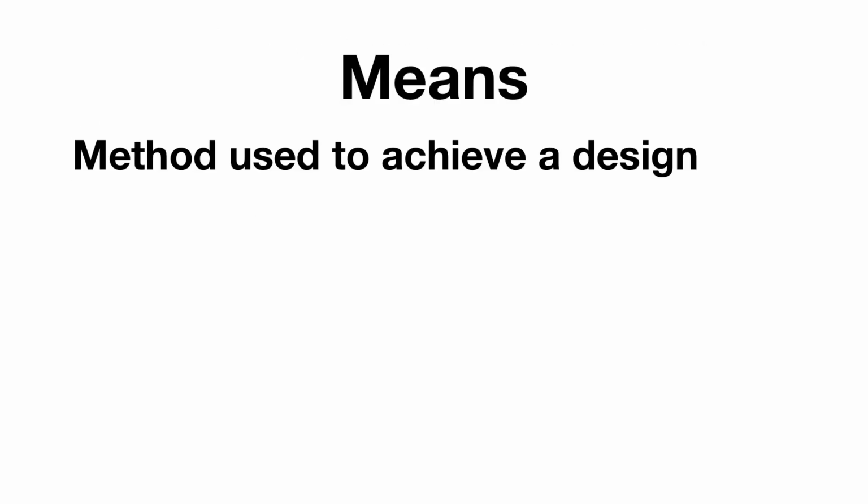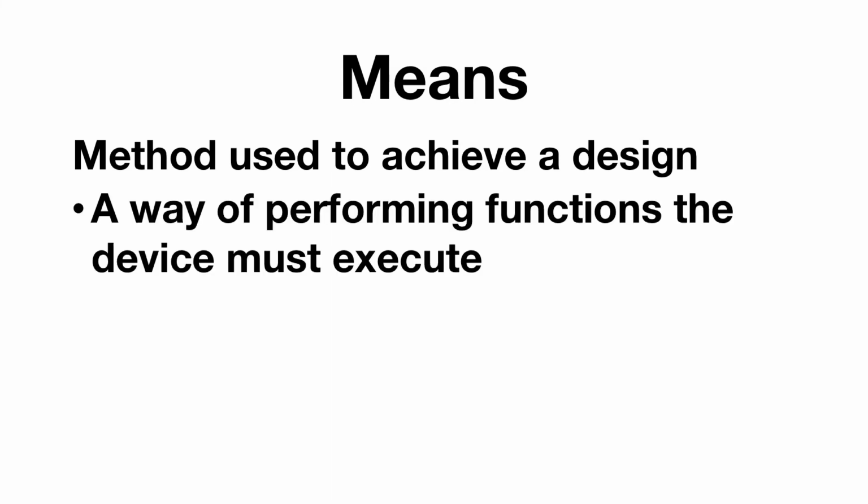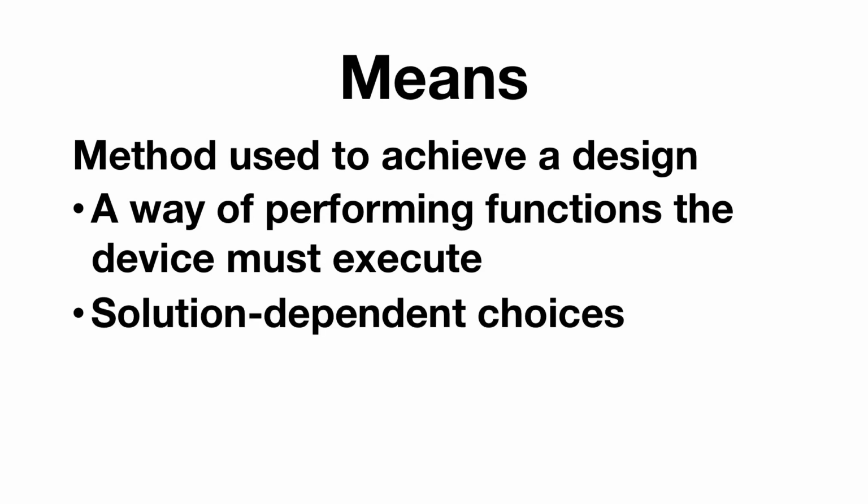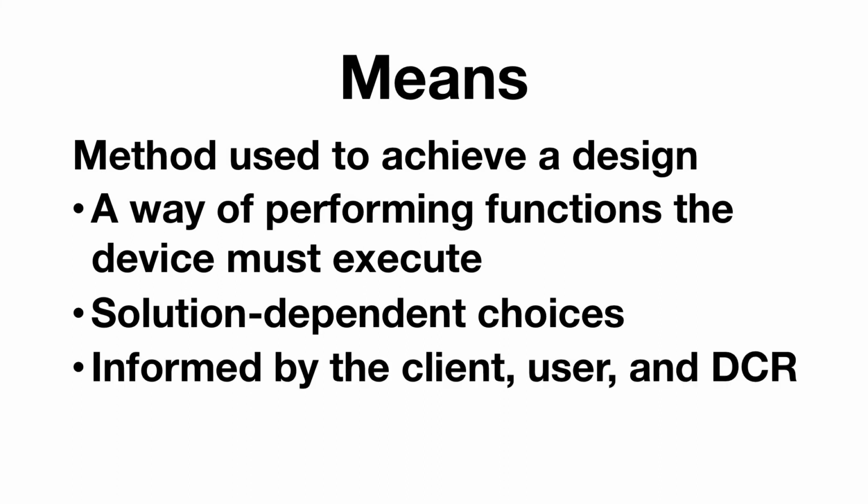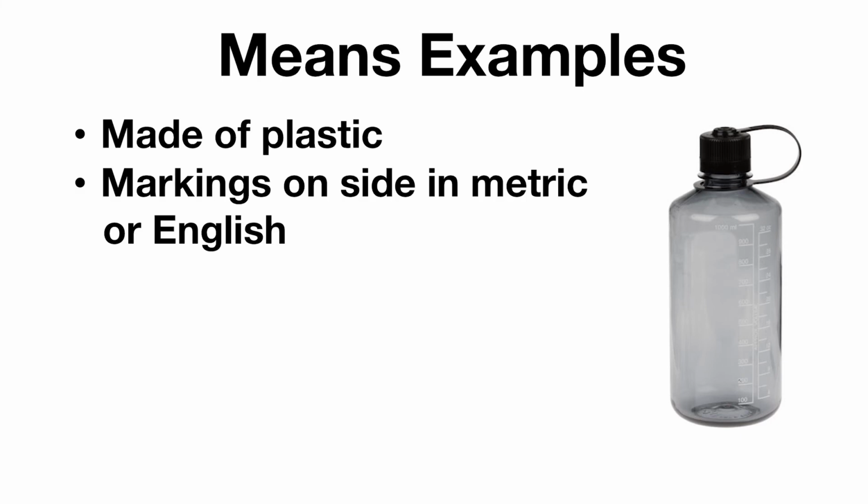Means are defined as a method used to achieve a design. Means are a way of performing those functions that the design must execute. They're solution-dependent choices for how to implement something in your project. Means are informed by discussions with your client, discussions with your user, and research through the DCR. Examples of means for your water bottle would be that it's made of plastic, or that the markings on the side of the water bottle are in metric or English.